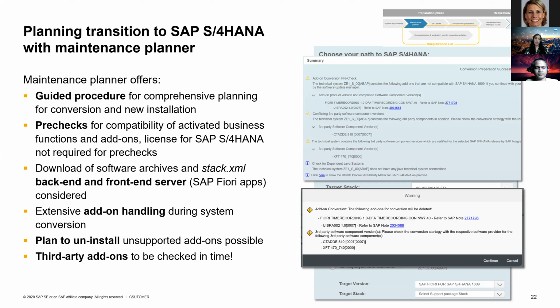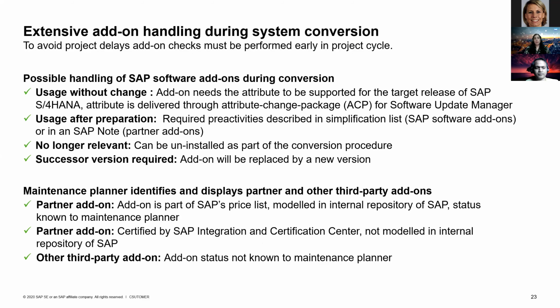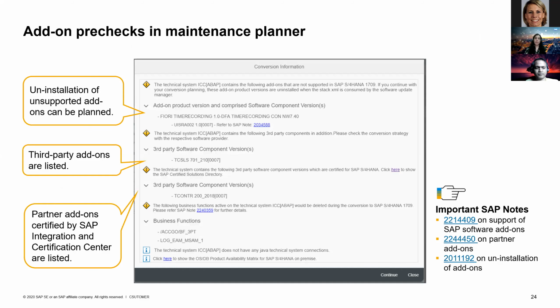We also check third-party add-ons, and this is really critical because this could be a time-consuming process if it's not done well in advance. So these are some categories that we support in maintenance planner, and let's move on to see how it looks in the system. This is how an add-on pre-check result would look.